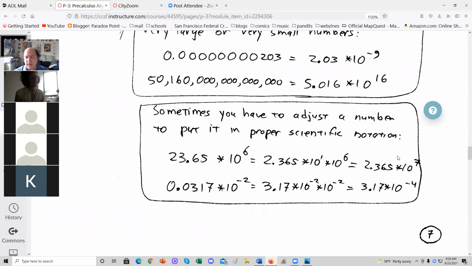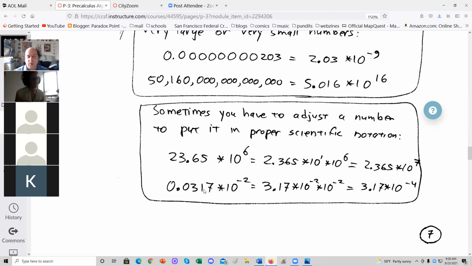Now, sometimes you get something that is not quite in scientific notation. 23.65 times 10 to the 6th. This is not quite right. It's not between 1 and 10. So we rewrite this by moving the decimal point over a spot, 2.365 times 10 to the 1st. That's what this is. And that times 10 to the 6th gives you 10 to the 7th. 2.365 times 10 to the power 7.